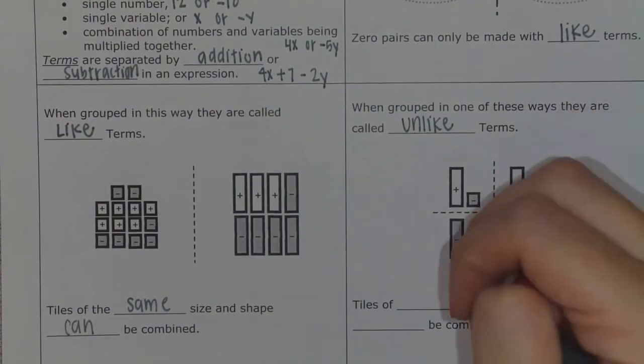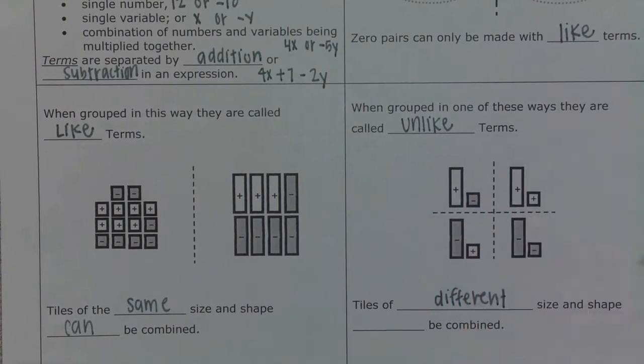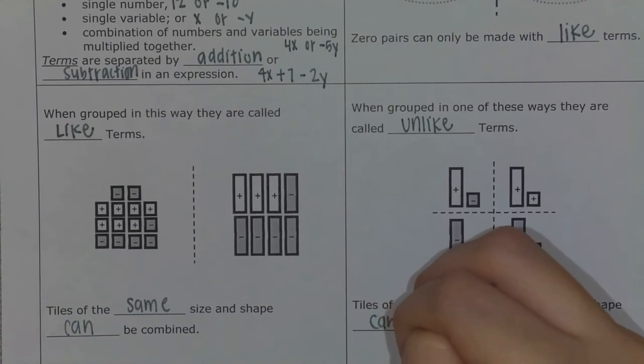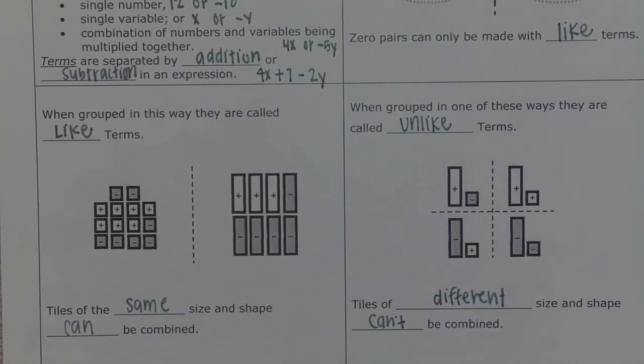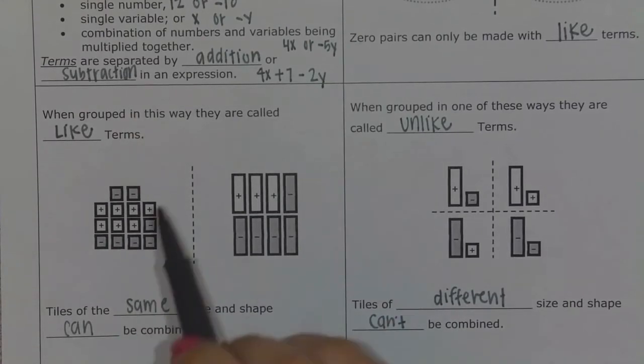So when I have tiles of different sizes and different shapes, they can't be combined. I can't do anything with that. So here's what I mean when I say that I can combine them or I can't combine them. Let's go back over to my like term side. I'm going to start right here where I have just my unit tiles.